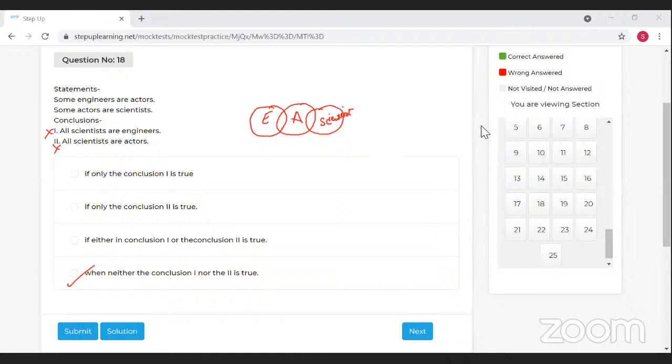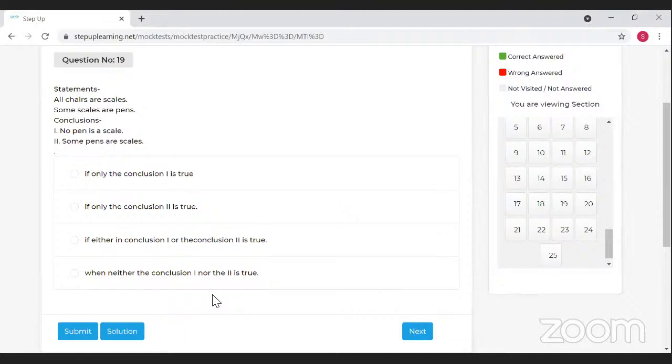Okay, fine. Maybe I'll come back to this one to explain one more concept. I'll see that. One minute. All right. So here also, I think the answer is wrong. I'm sure about my logic. All chairs are scales, and some scales are pens. So no pen is scale. No, some pens are scales. So this is wrong. Some pens are scales.